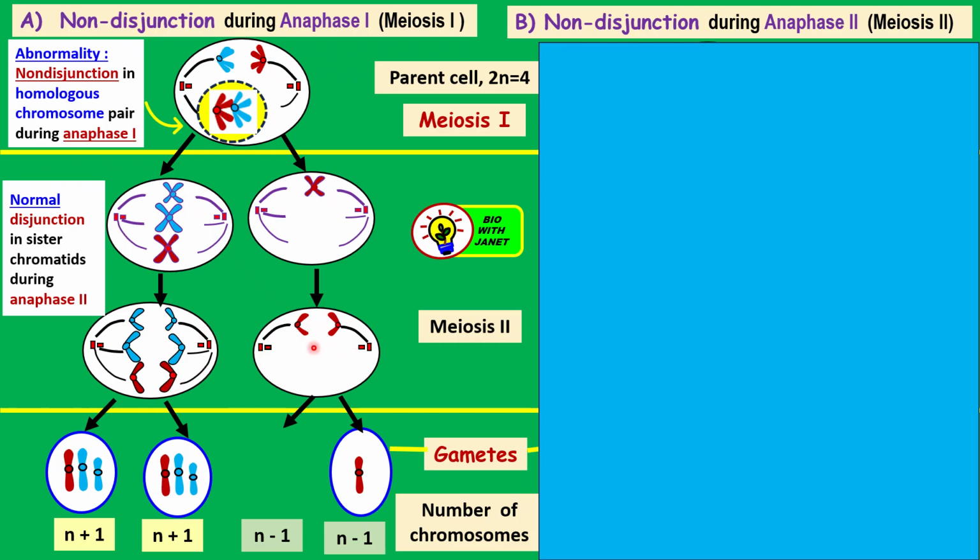Now, the third cell here is a product of this intermediate cell, so only 1 short chromosome will be found in this gamete, and there's no long chromosome. So it's missing 1 long chromosome, so it's N minus 1, okay? Because each sister chromatid here will become a new chromosome, right? But here, there's no sister chromatid of the long chromosome separating, so there's a missing long chromosome.